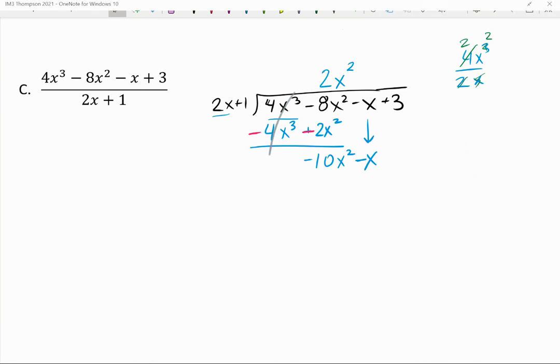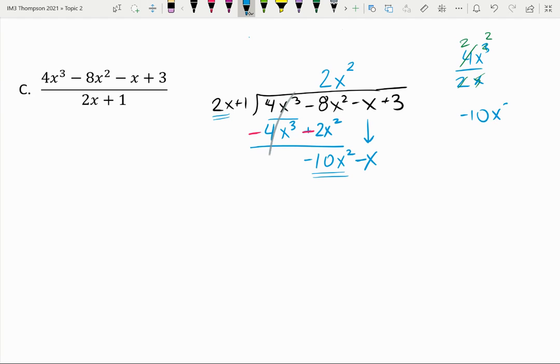Okay, so my next step here, which is where I left you guys off, is to put 2x into negative 10x squared. So I like my little side work here. It helps me keep everything straight. I have negative 10x squared divided by 2x. Well, 10 divided by negative 2 gives me a negative 5. And one of these x will cancel, so I'll get negative 5x. That goes above here.